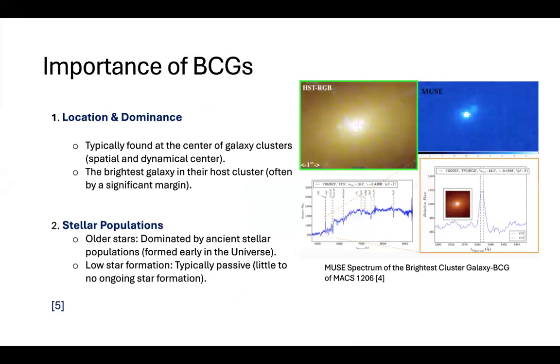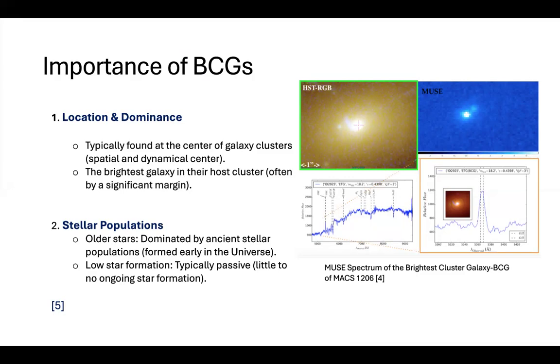So now we're going to talk about BCGs. These are the brightest cluster galaxies that we find in galaxy clusters. You can see here, this is one that I observed during my PhD studies. This is for the cluster MACS 1206. You can see the spectra there, the HST image, and also the MUSE image.